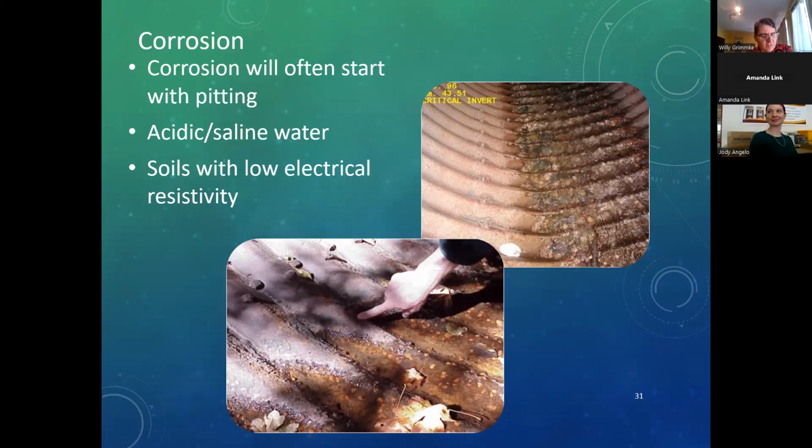I was in Texas a few weeks ago and talking to the folks there near the coast, and they use almost all concrete pipe because of the salinity of the water. It just rusts out metal pipe very quickly. Also, depending on your soils, if they have low electrical resistivity, that can cause corrosion to accelerate and occur a lot more quickly, and you won't get nearly the life out of your metal pipe that you're looking for.